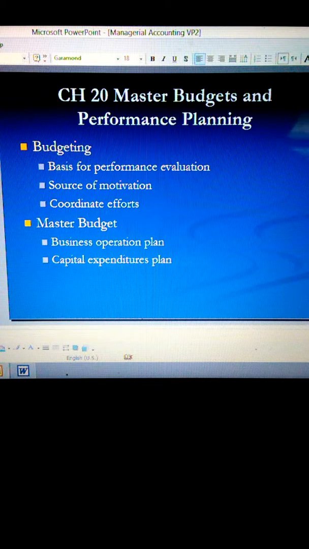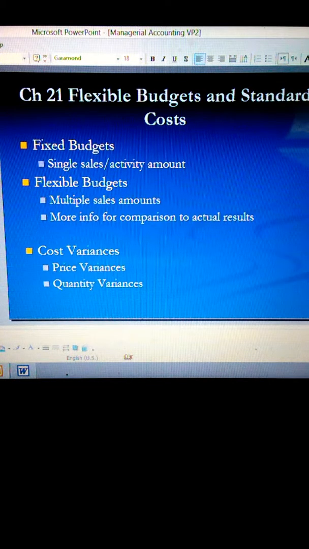The formal plan for a company is called a master budget, and it will contain the plan for business operations and capital expenditures, as well as the financial results expected. From what we now know on master budgets, Chapter 21 teaches us about flexible budgets and standard costs. Fixed budgets focus on a single amount of sales or activity, whereas flexible budgets are based on several different amounts of sales. Flexible budgets offer more information for comparison to actual results.